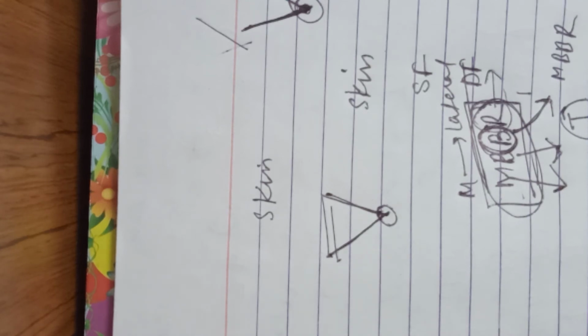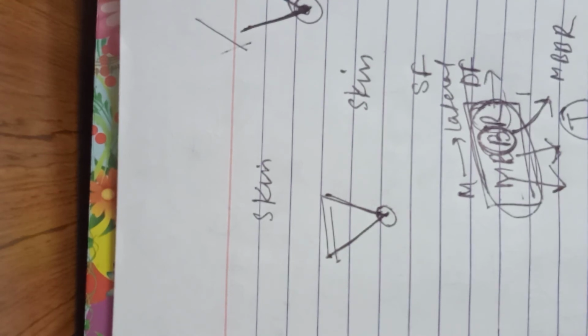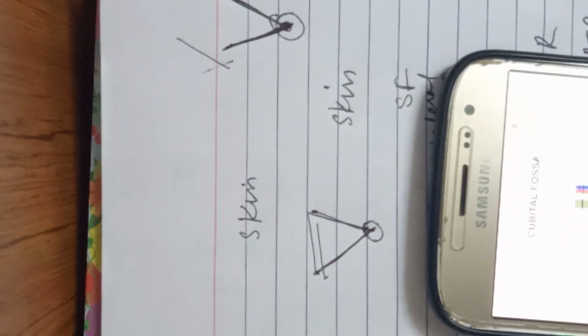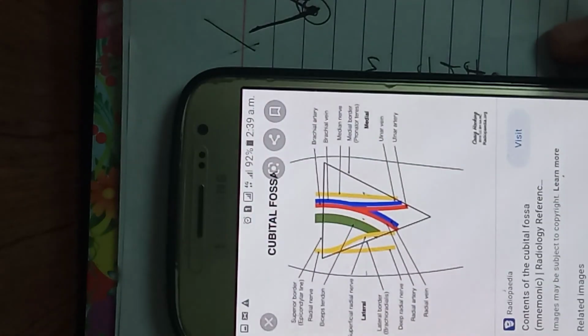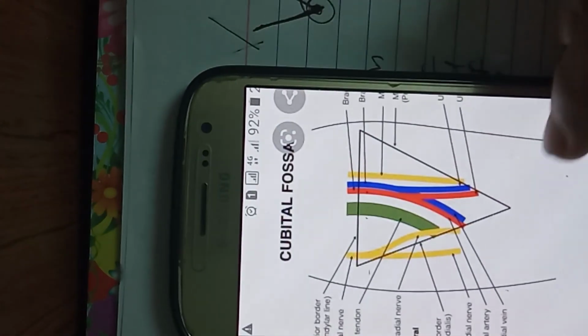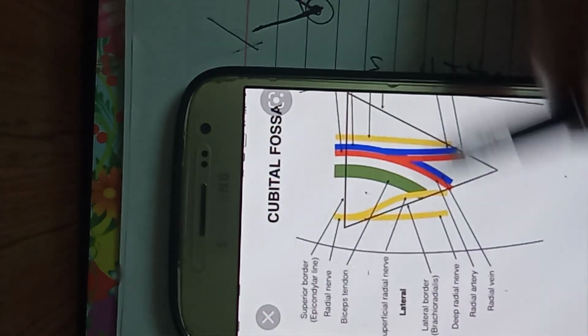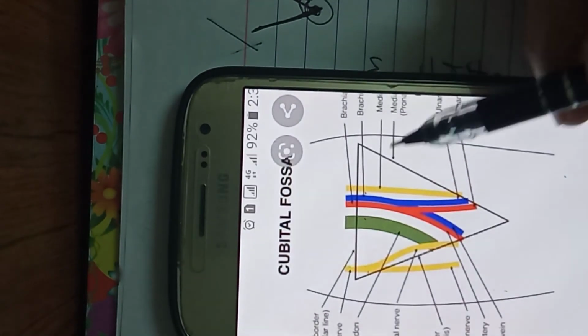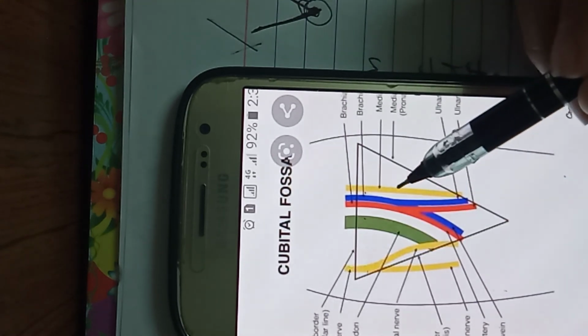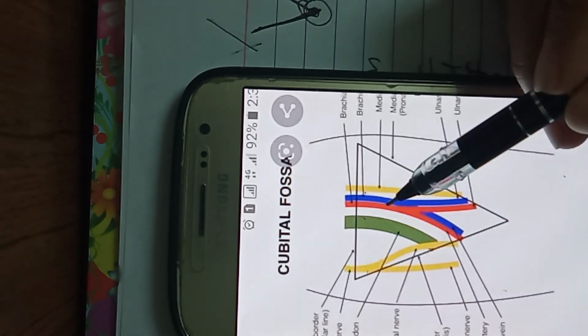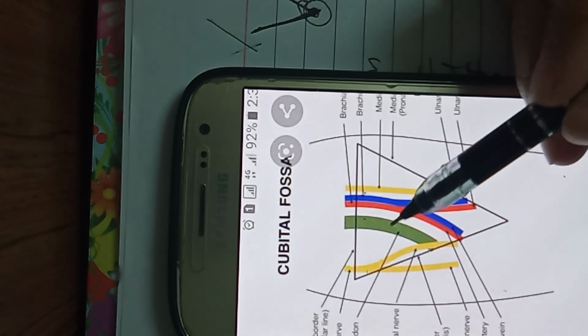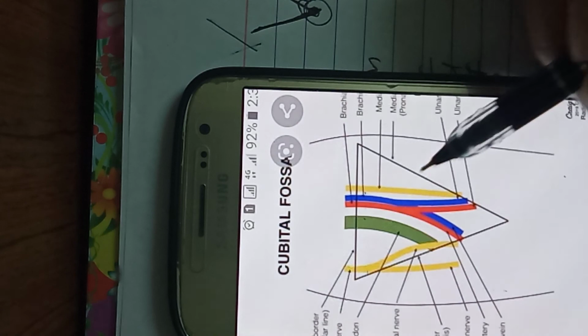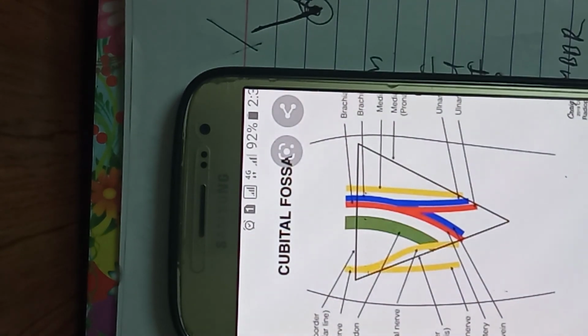The median nerve supplies some different muscles, namely the flexor carpi radialis, palmaris longus and flexor digitorum superficialis, and it leaves the fossa by passing between the two heads of the pronator teres. So in this diagram, this is the lateral side, this is the medial side. From medial to lateral side, there are four structures: the median nerve, then the brachial artery, the bicipital tendon, and then the radial nerve. Okay, thank you.